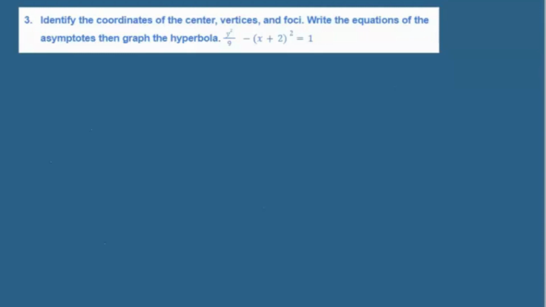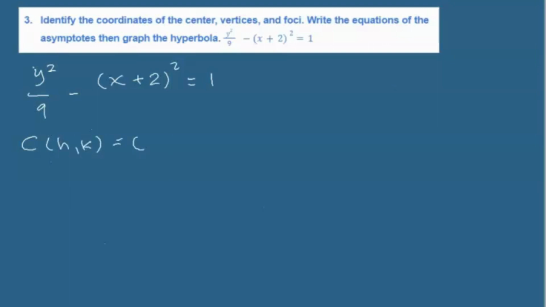Let's continue solving problems about hyperbola. This time the vertex is not at the origin, it's at (h, k). So let's rewrite the equation. That's y squared over 9 minus (x + 2) squared equals 1. So in this case, the center is at (h, k).